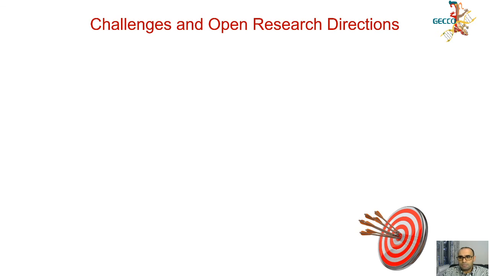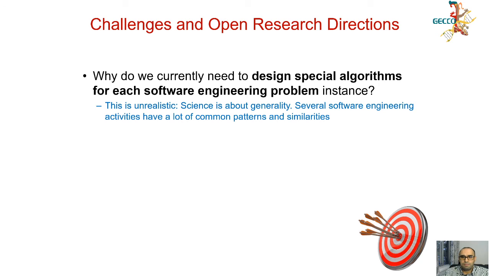There are also other challenges and several future research directions in the field of SBSE. For example, you may notice in this tutorial presentation that we addressed different software engineering problems. So the question is, why do we currently need to design special algorithms for each software engineering problem instance? This may look unrealistic because science is about generality and several software engineering activities have a lot of common patterns and similarities. For example, the selection problems or permutation problems may share several characteristics. Why don't we have better unification of these common patterns? Why don't we have a unique framework that can solve different or similar problems at the same time?